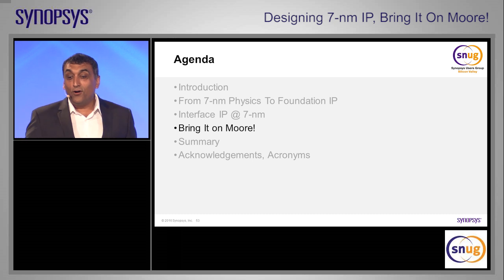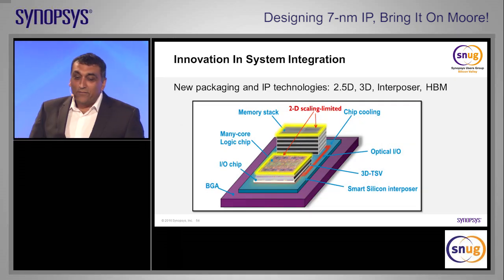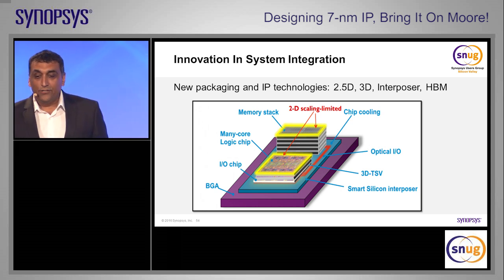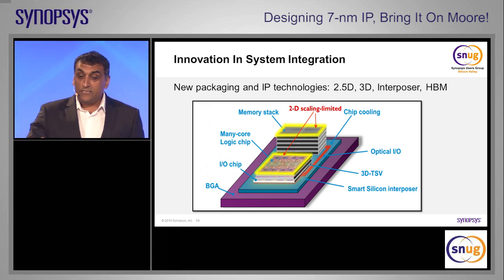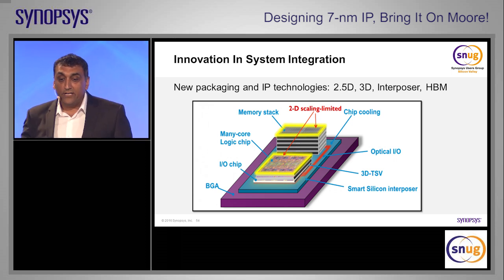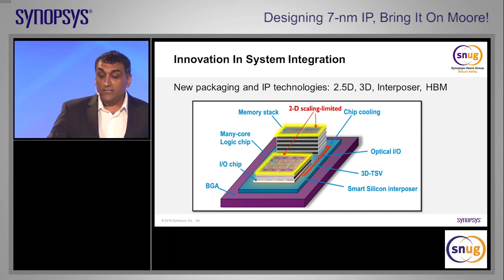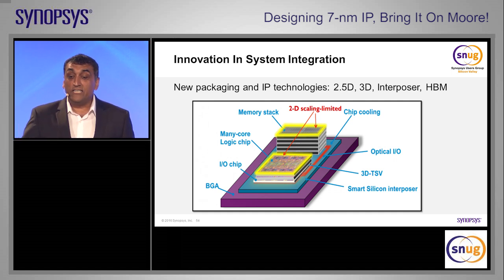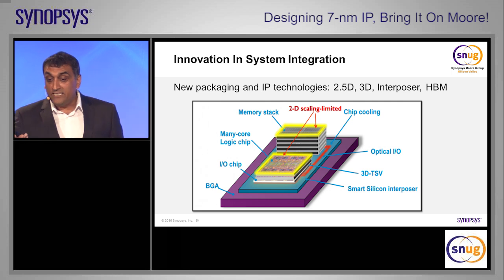Okay, let's bring it on more. So this is another interesting conversation that's happening in the industry around new packaging and IP technologies. 2.5D, 3D interposer, HBM is the IP that's used in this configuration. Here I've given you an example of a 2.5D construct with a common substrate and 2 die that are talking to each other through some kind of on-chip interposer or TSV. Here they call it a smart silicon interposer and a 3D TSV.